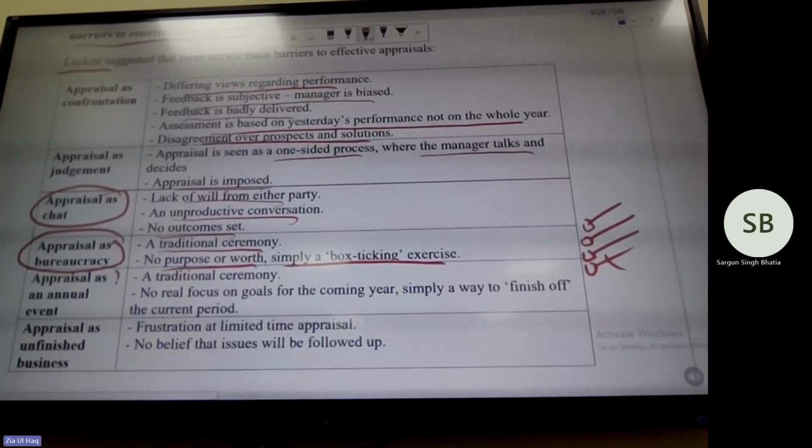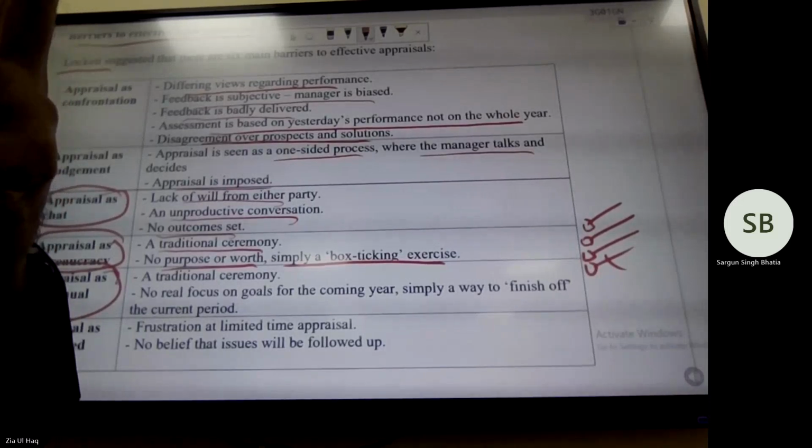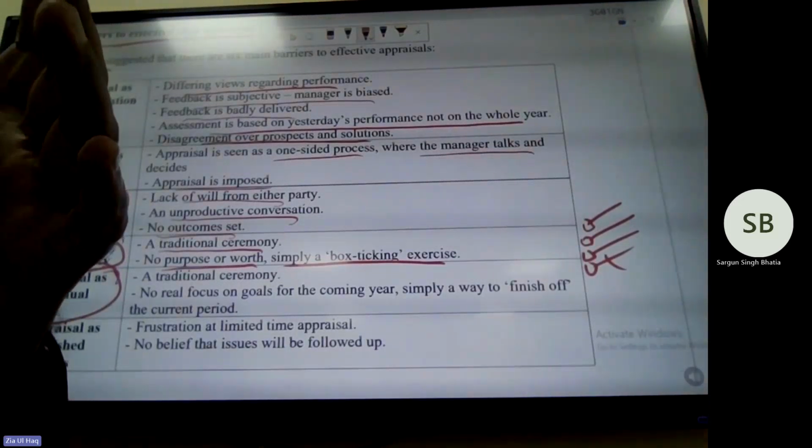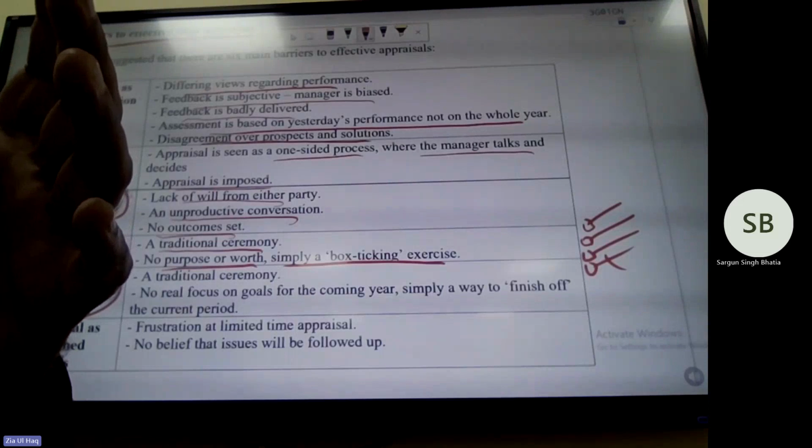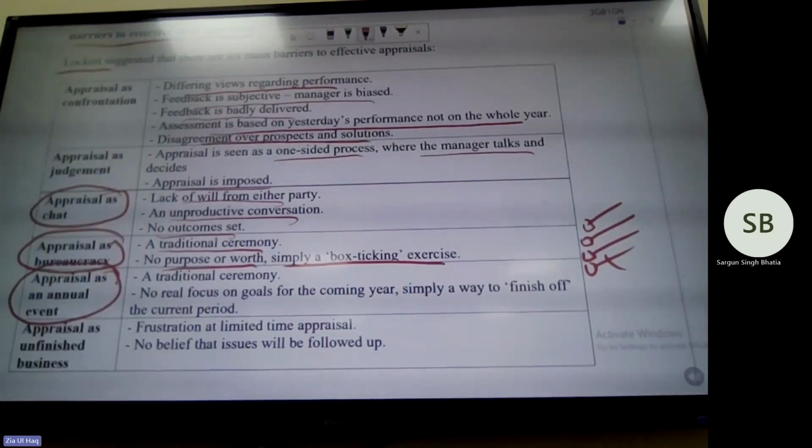Appraisal as an annual event: you are just appraising as an annual event. Okay, we need to appraise every year. What are the problems? You are not highlighting them. What could be the action? What could be the training required? You are not highlighting these. So this will not be an effective performance appraisal.